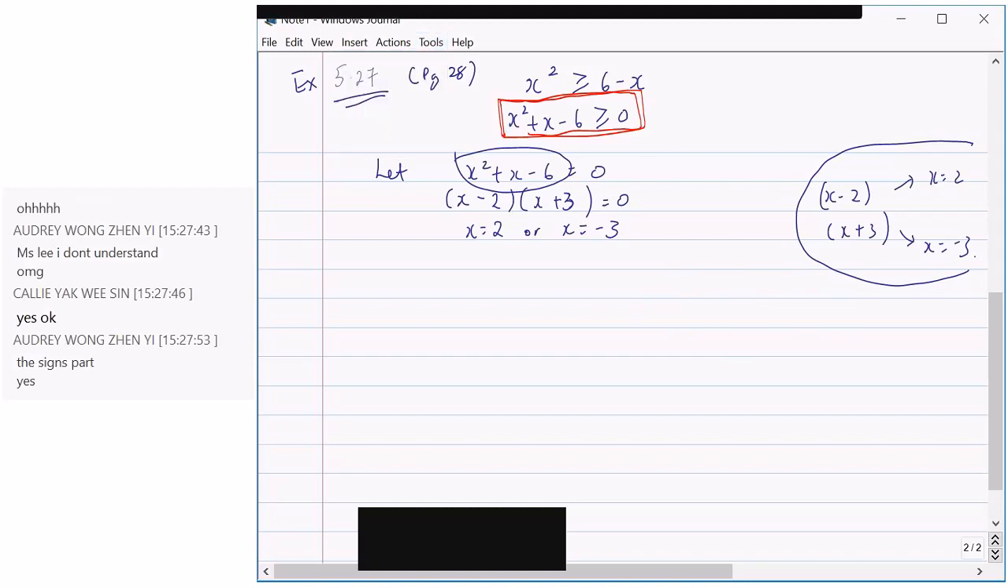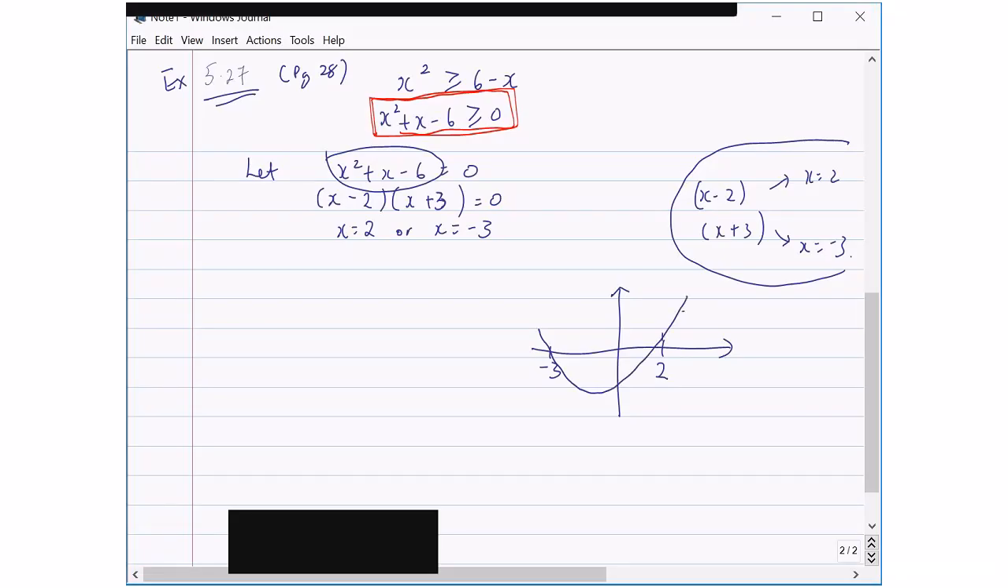Just now I said we have to draw the graph. The graph is a smiling curve and the roots, the x-intercepts, are negative 3 and then 2 here. So my graph must look something like this. After I got the graph, I go back to the inequality that I'm solving for. The inequality wants me to find values of x such that the graph is bigger than or equal to 0. That means I want the positive parts of the graph.